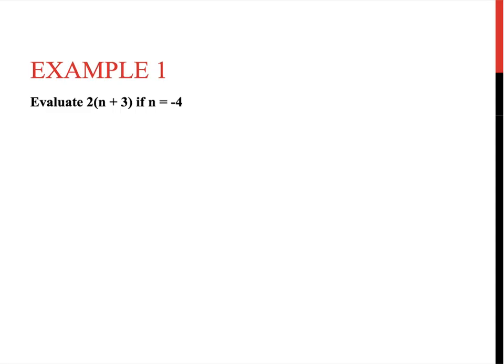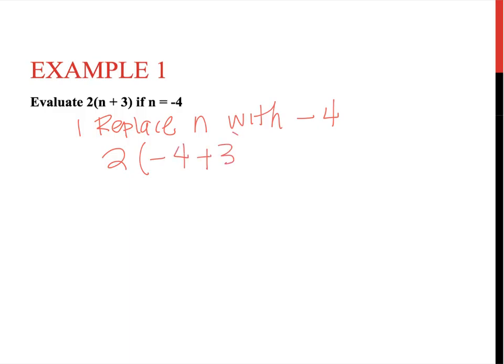So let's look at our first example. It says evaluate 2 times the quantity n plus 3 if n is equal to -4. So all that means is you need to substitute. So the first thing you're going to do is replace n with -4. So if we write that as 2 times -4 plus 3.